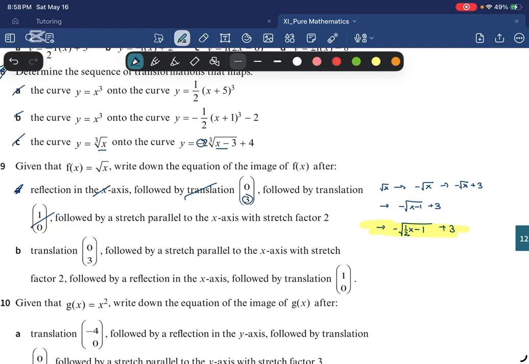For B, we start with square root of x again. It says translation by 0, comma 3. So that is square root x plus 3. Followed by a stretch parallel to the x-axis with a stretch factor of 2. That is square root of half x plus 3. Followed by a reflection in the x-axis. Reflection in the x-axis means you multiply a minus sign in front of everything. So you have minus square root of half x plus 3. And if you equate it, you get minus square root of half x, minus 3, right? Because you distribute the minus sign inside.